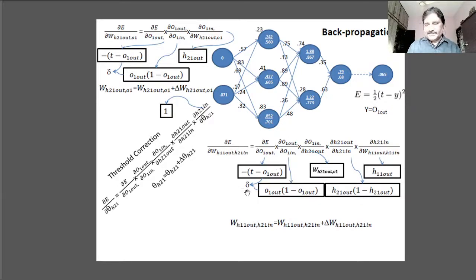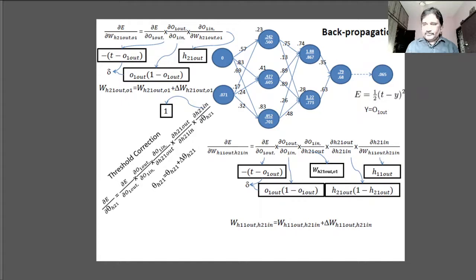These two things we have already seen as the delta to be here. That is the error multiplied by O1 out into 1 minus O1 out has to be delta to be here. This delta we are multiplying by this weight as you are seeing here. Okay, and that will happen to be this delta multiplied by weight. That delta multiplied by weight we used to be multiplied by H21 out into 1 minus H21 out, and that is to be multiplied by H11 out. Okay, that is how we'll be getting the weight correction.